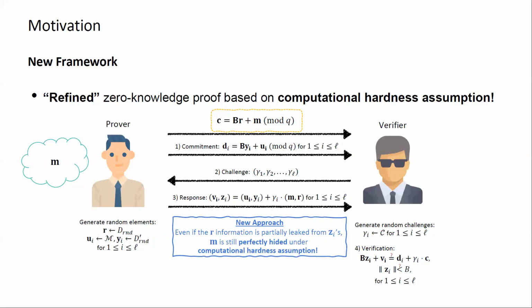So from these observations, we wanted to make something new under the refined zero knowledge property. Refined zero knowledge property means zero knowledge only for the message. And because we are now targeting a weaker version of zero knowledge, we might be able to substitute the old statistical method with some more efficient computational hardness. In other words, even if the randomness information is partially leaked from the response ZI part, we might be able to achieve perfect zero knowledge for the message, even under computational hardness.